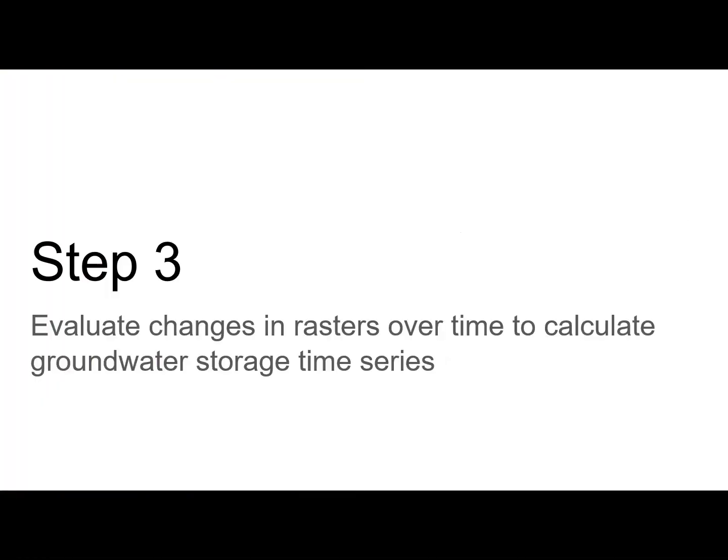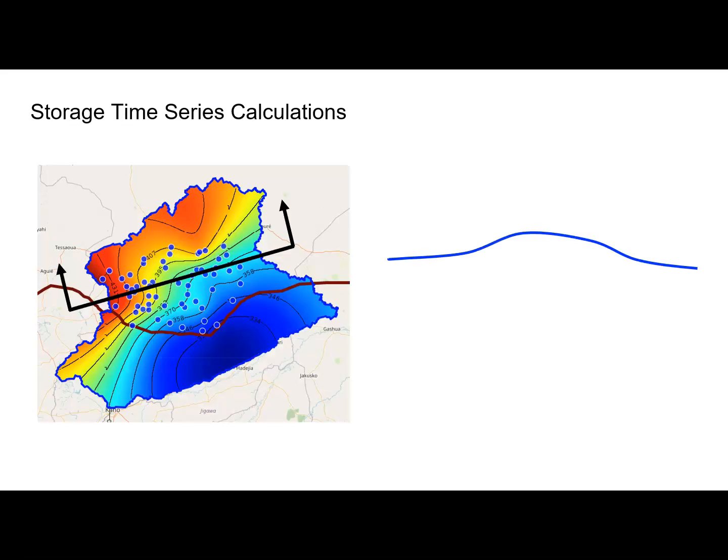So once we have this set of time-varying rasters, how do we go about calculating groundwater storage? To do that, if you look at a cross-section through this water level map, let's say that this would be the shape of that water table map at some period in time, and then we look at that at a later period in time, and it may have a different shape. Let's assume in this case that the water levels go down.